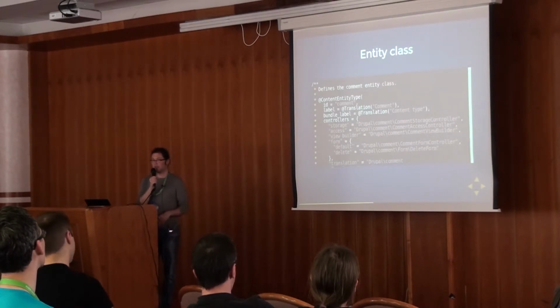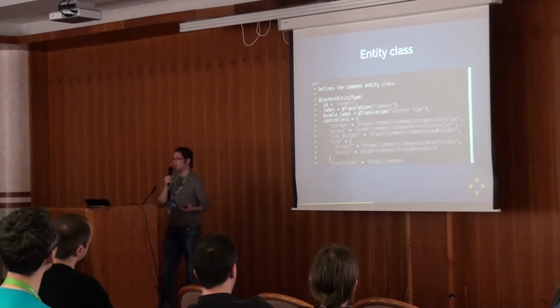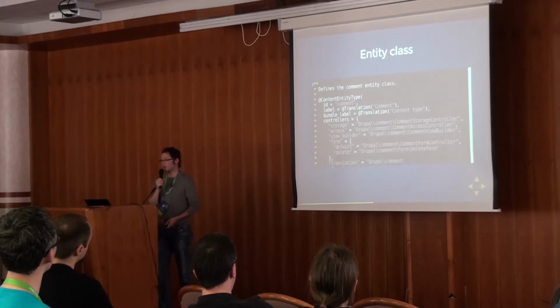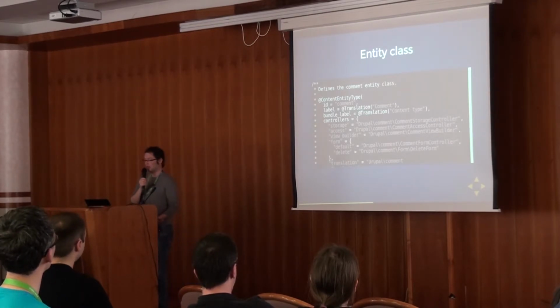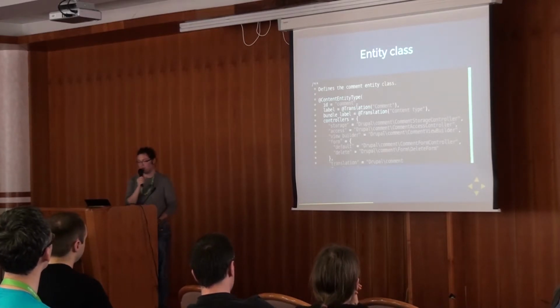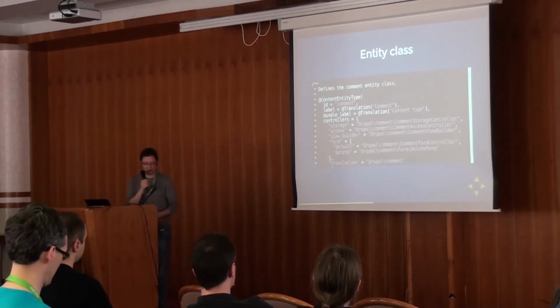So the annotation is basically all that information that goes in the entity type object and resembles what in Drupal 7 is hook_entity_info. It's just a new format and a new way to define it. And of course, there are some new options, as you already see here.